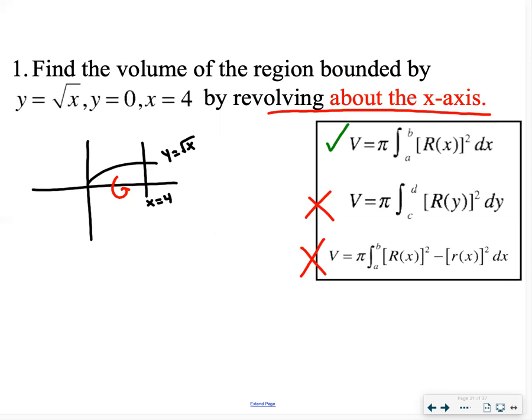Now we know what pi is. We just have to find our radius and our boundaries. We can plug it into our formula. Our radius is just the distance from the axis of rotation to the outside, which is square root of x, right? So I would write volume is equal to pi. And what are our boundaries or our parameters? We're going from 0 to 4. What's our radius? It would be square root of x squared dx.